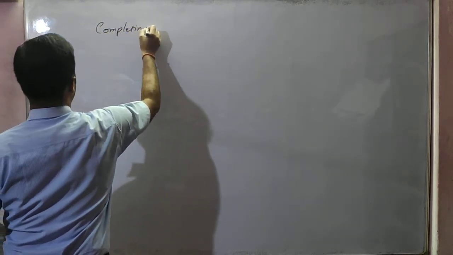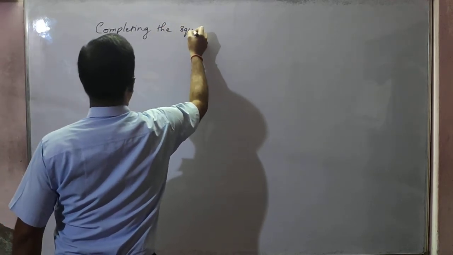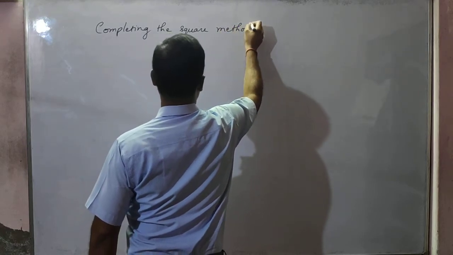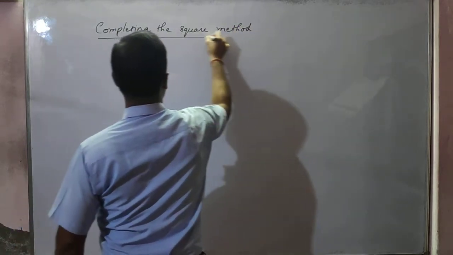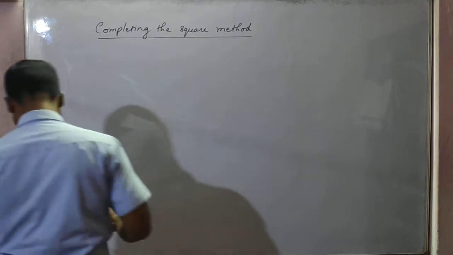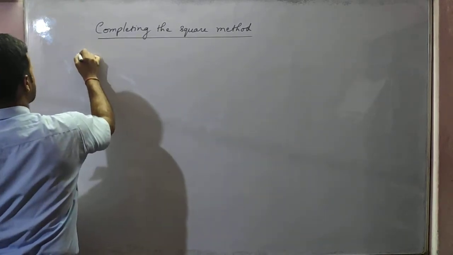Completing the square method. Okay, completing the square method. So in the completing the square method, we will take one example. Okay, let us take an example.